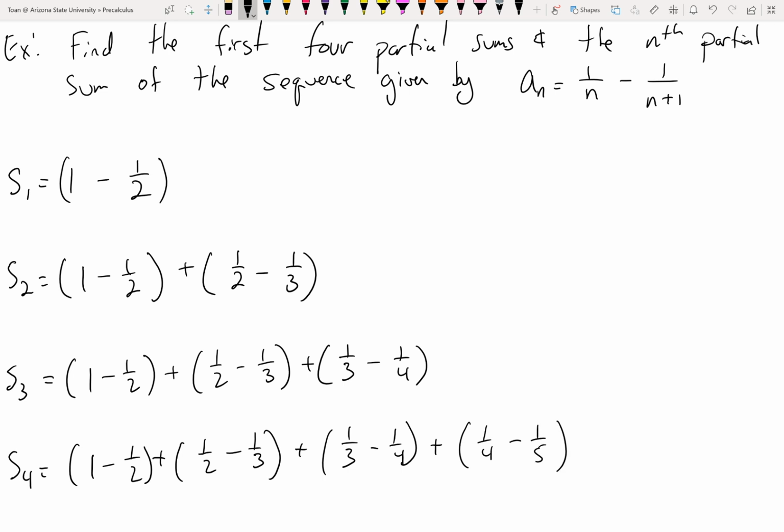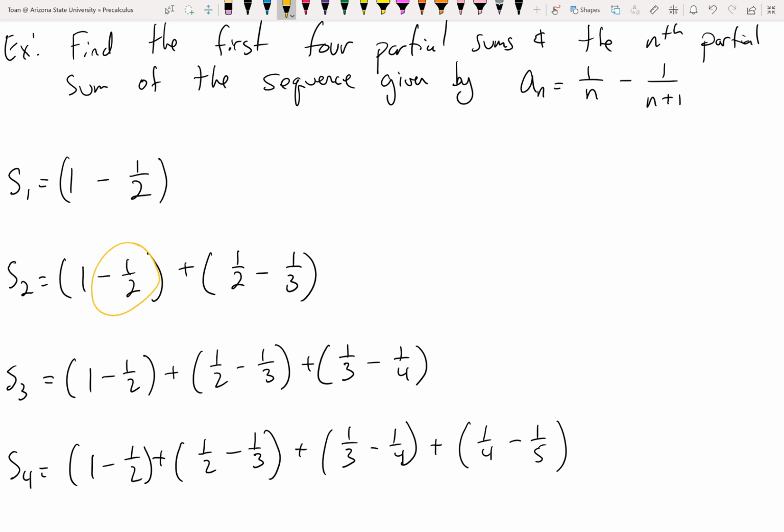Now the reason why sometimes it's easier to leave things in unsimplified form, especially if you recognize that there's a weird pattern to the numbers, is that you can see the patterns a lot easier when everything's written out. For instance, let's take a look at the second partial sum, the second line.